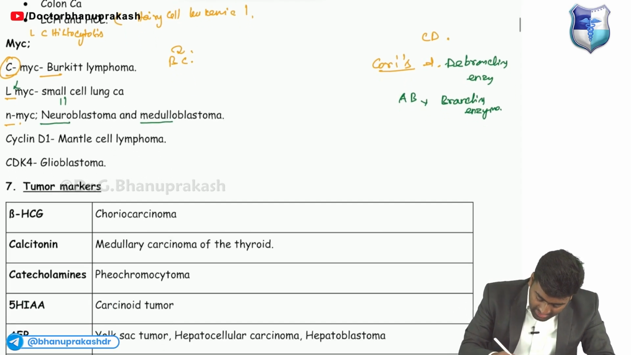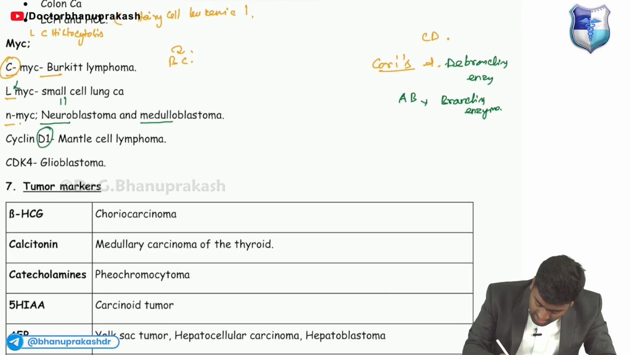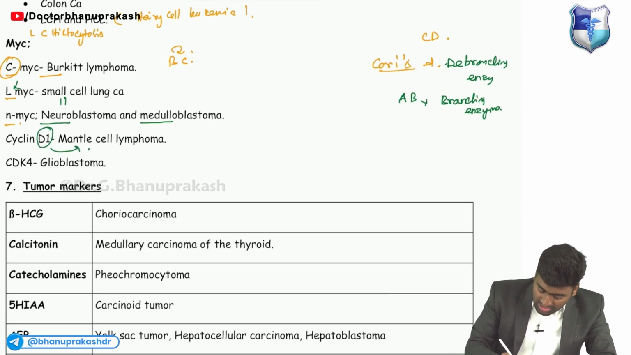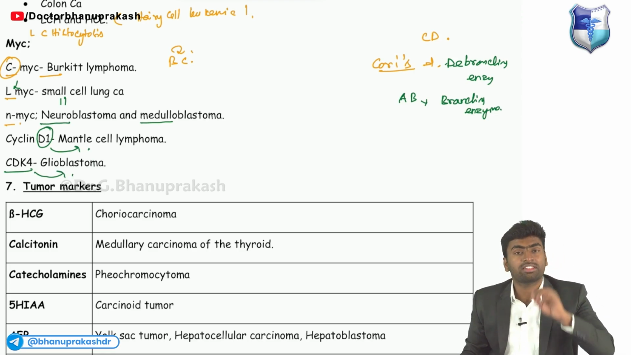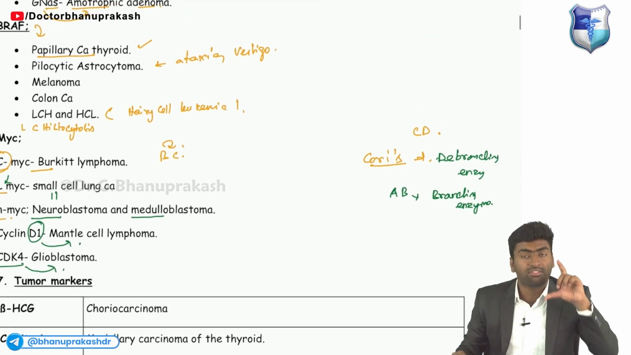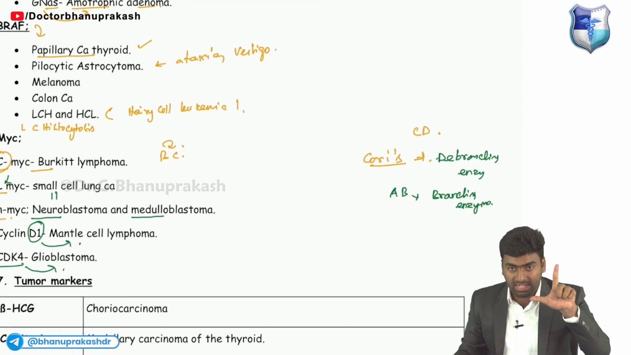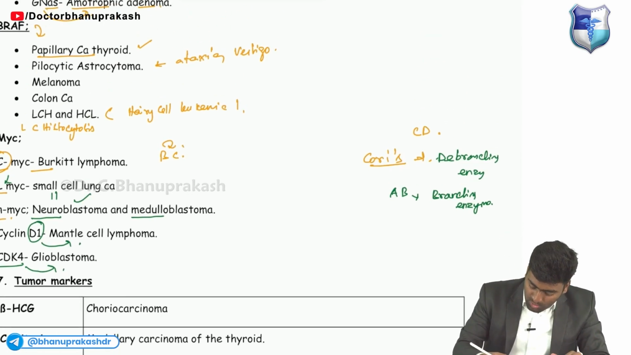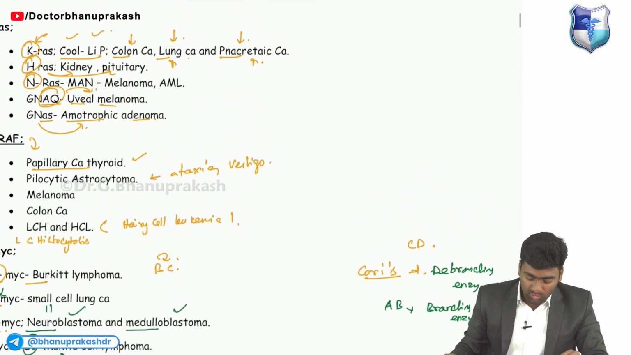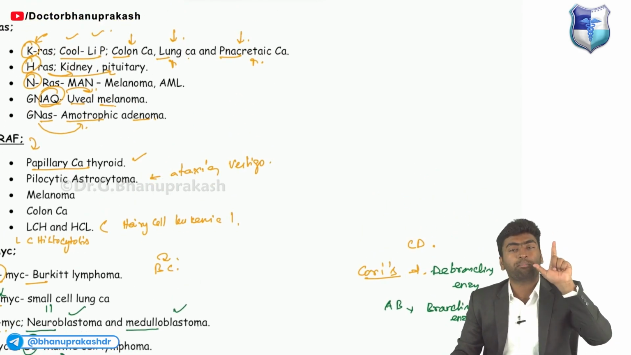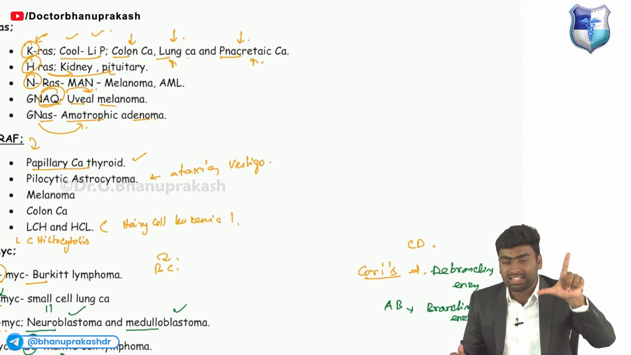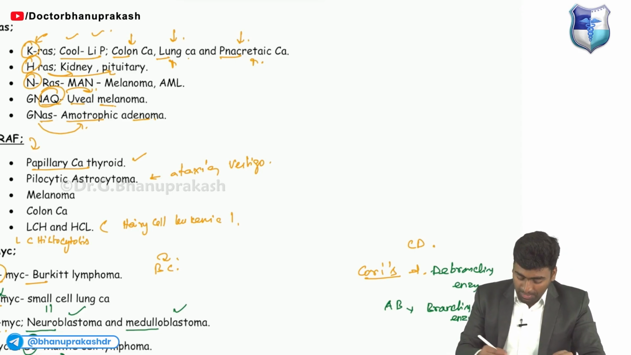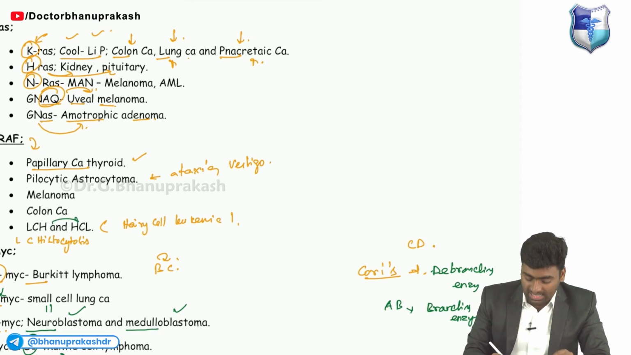Okay, and cyclin D1 is responsible for mantle cell lymphoma, and CDK4 is responsible for glioblastoma. And BRAF we told, that is papillary carcinoma thyroid, pilocytic astrocytoma, melanoma, colon cancer, and Langerhans cell histiocytosis, and the opposite of it is hairy cell leukemia.